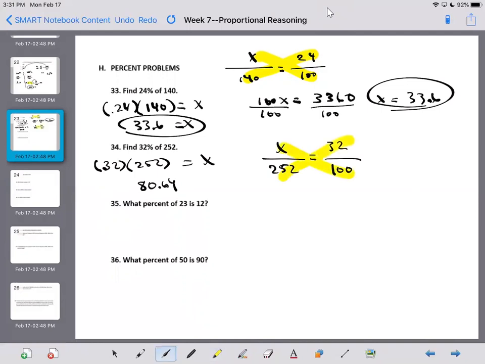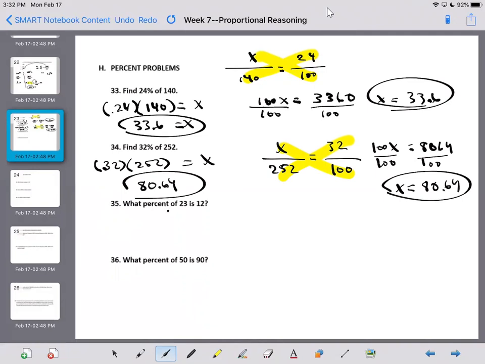You'd say 32 multiplied by 252 is 8,064. 100 multiplied by x is 100x. Divide both sides by 100. You get 80 64 hundredths as the part.